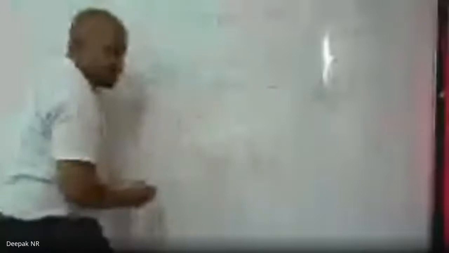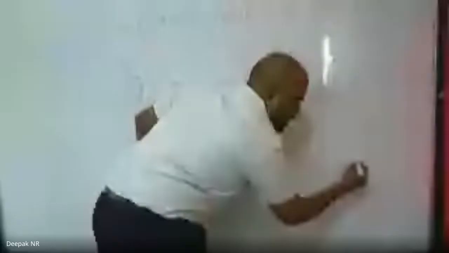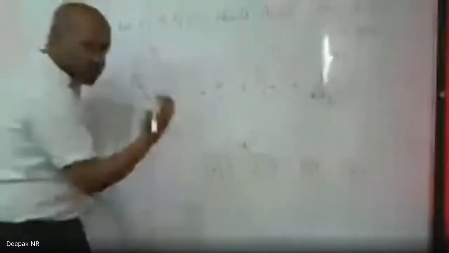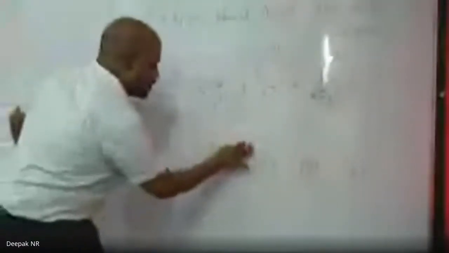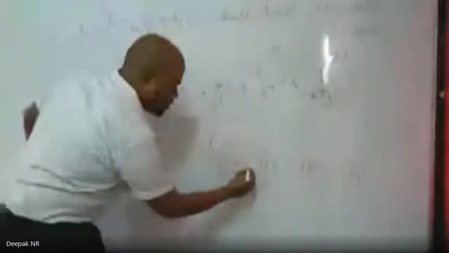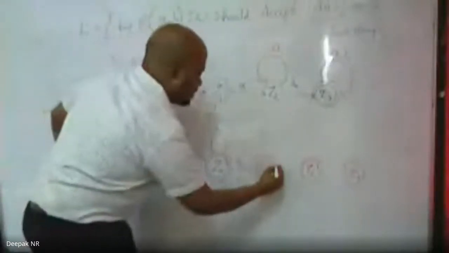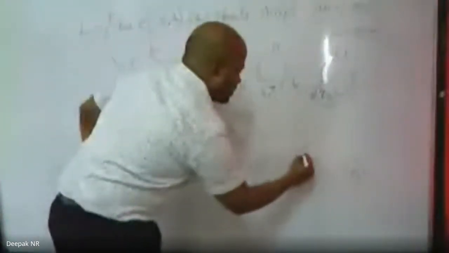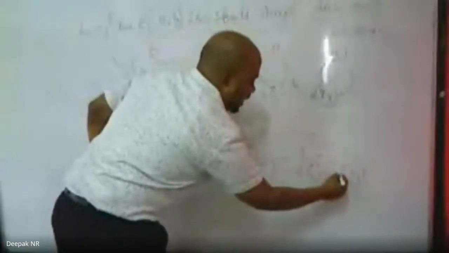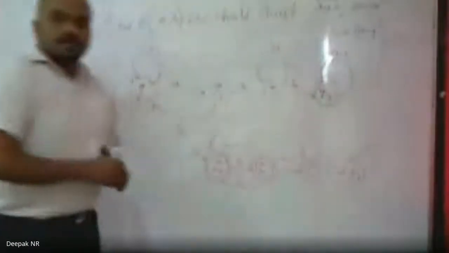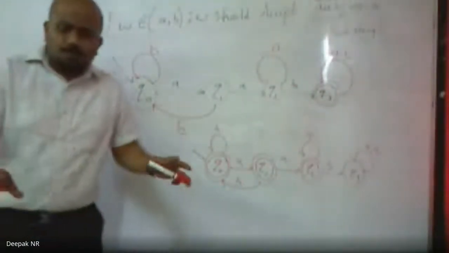Correct? And there is a Q, a non-final state. I make it a final state. There is Q3, a final state, I make it a non-final state. Clear? Non-final states become final states, and all the remaining transitions will be the same. For example, this will be B. Here to here is A, and this will be again B, and this will be A, and B, and this will be A comma B. Is that clear? It's a normal puzzle question.